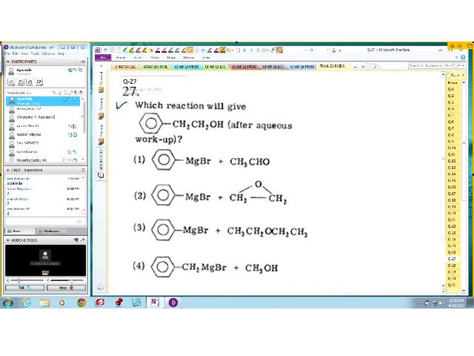Which reaction will give the following compound after aqueous workup?